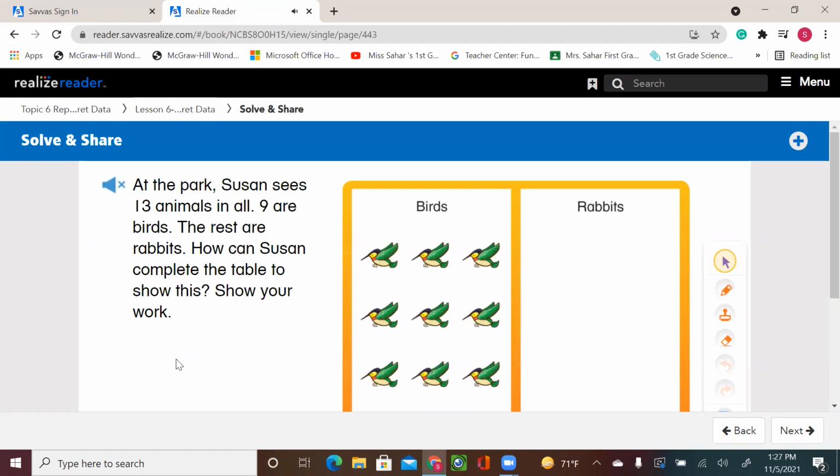At the park, Susan sees 13 animals in all. 9 are birds. The rest are rabbits. How can Susan complete the table to show this? Show your work. All right, so again, we're still using the data and the tally chart, tally marks, and also picture graphs. Let's watch our video.